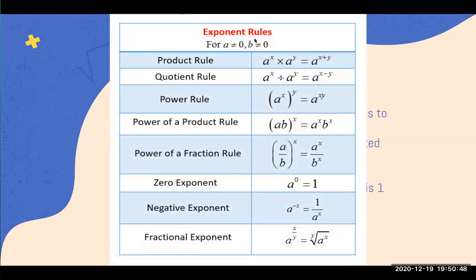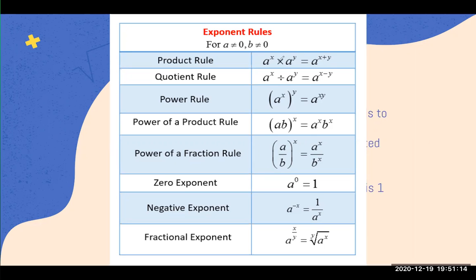Okay, so exponent rules. These are basically like the order of operations for exponents. They're the rules for operations of exponents. So the product rule: this is a to the power of x times a to the power of y, and this equals a to the power of x plus y. And this is for multiplication. You don't do this for addition. So let me give you an example.